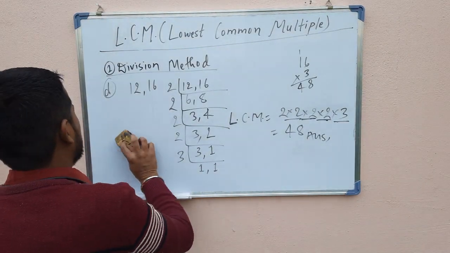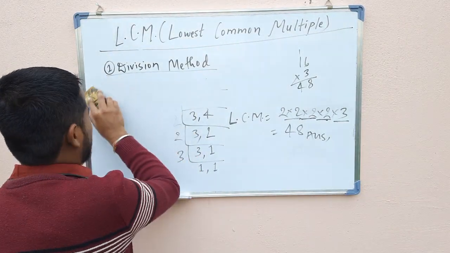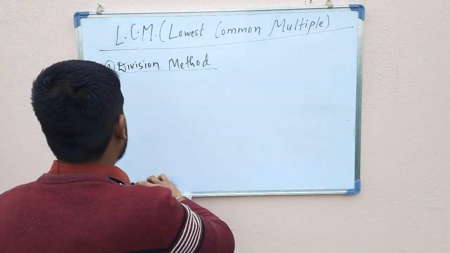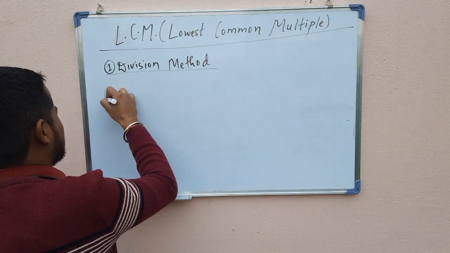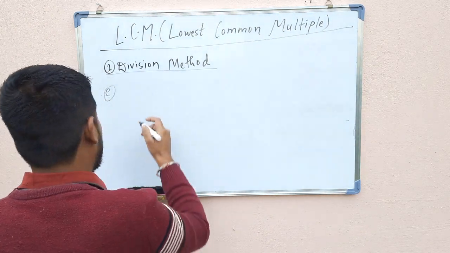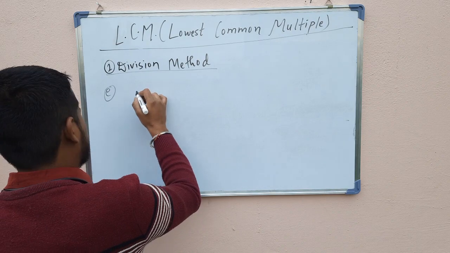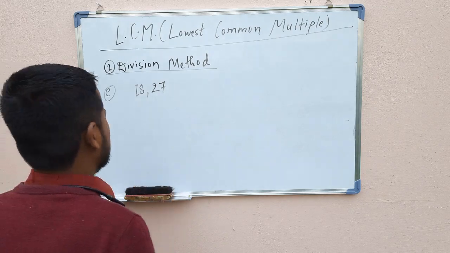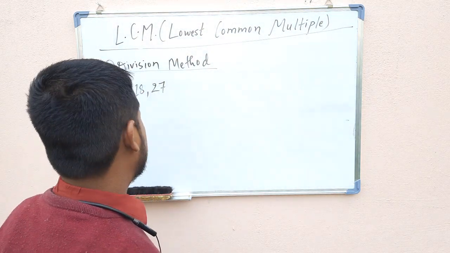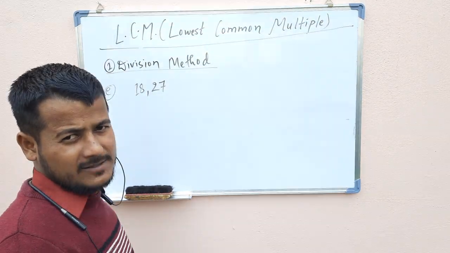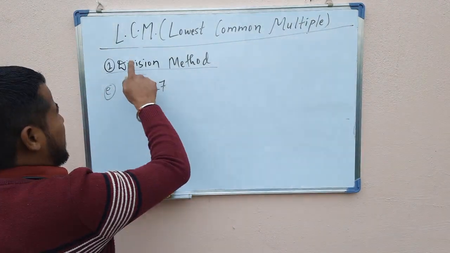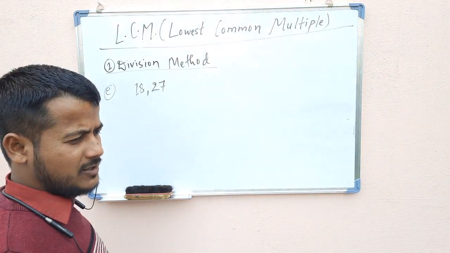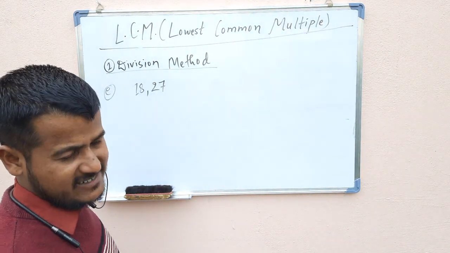Okay. Now we'll do one more question, up to E number. Now E number will be 12, 18, 27. Now 18, 27. Okay, now this is the last question by division method of LCM. After this, we'll do the prime factorization method.